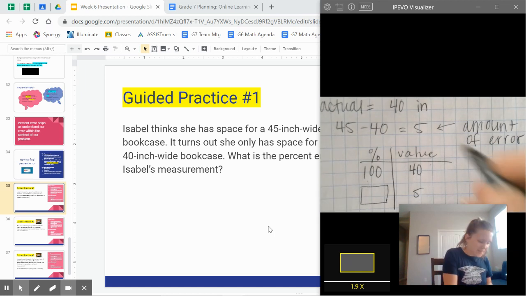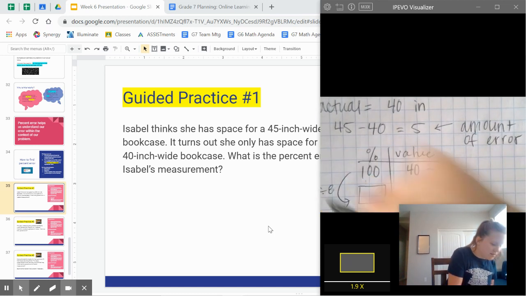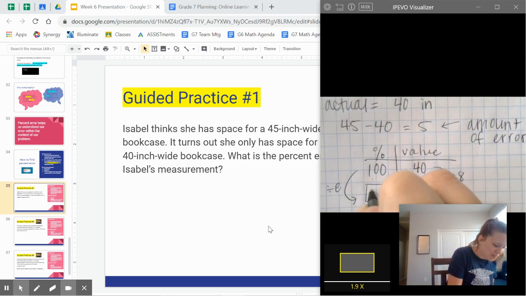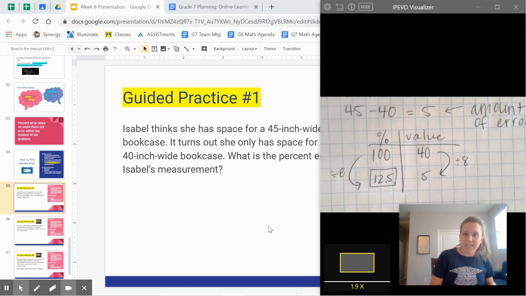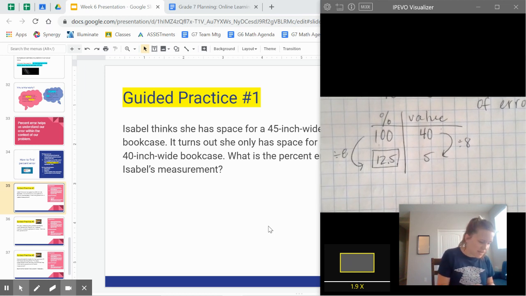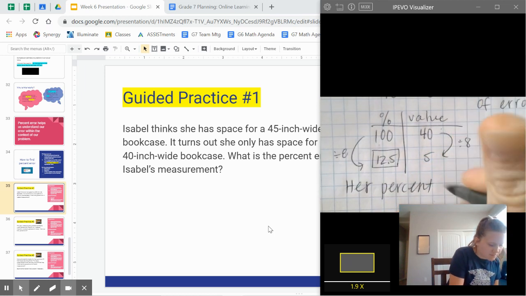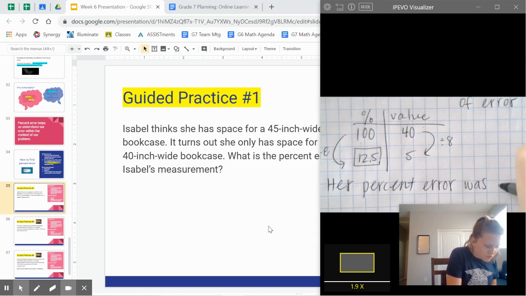Did you get it? I know that 40 divided by 8 is 5, and I know, this wasn't a fact that I know, but I've done so much percents now that I've got it. 100 divided by 8 is 12 and 5/10. So what is the percent error? I'm going to go ahead and write that answer in a sentence. Go ahead and write with me. Her percent error was 12 and 5/10%.